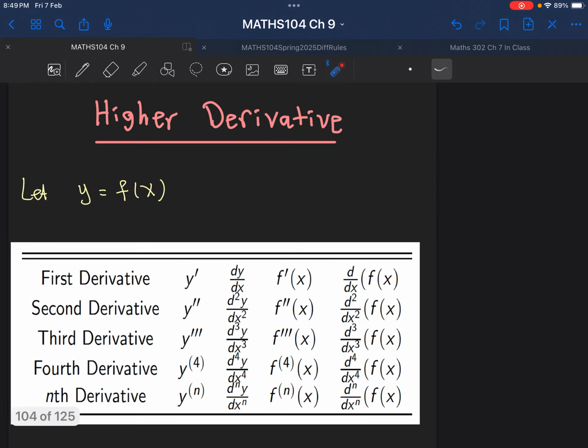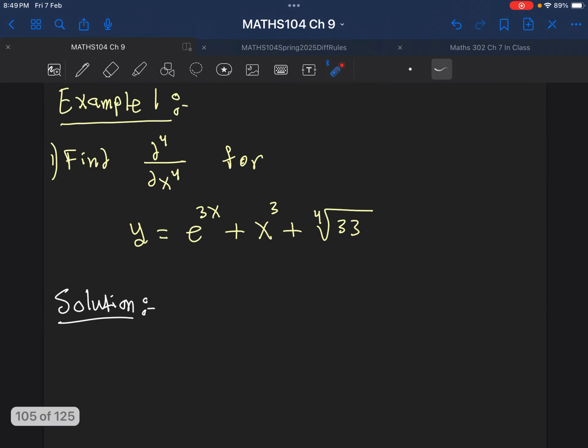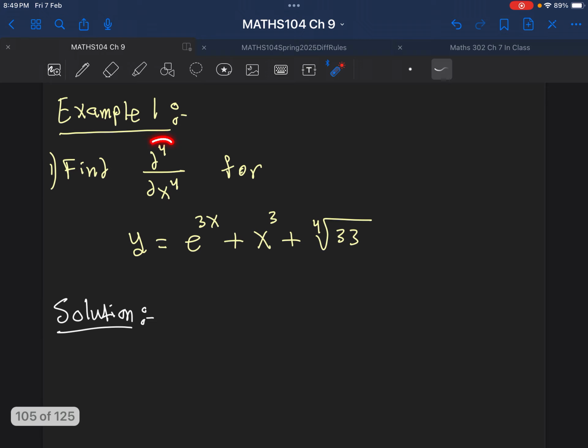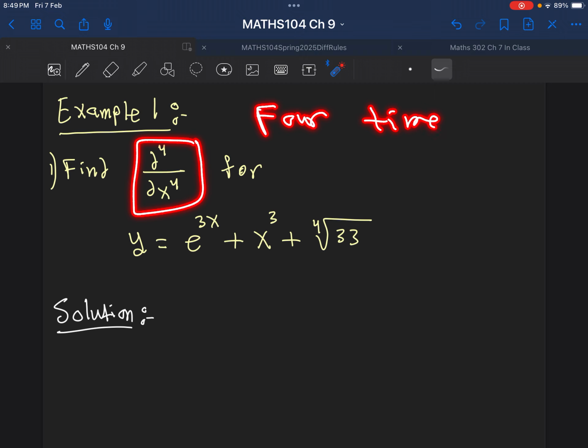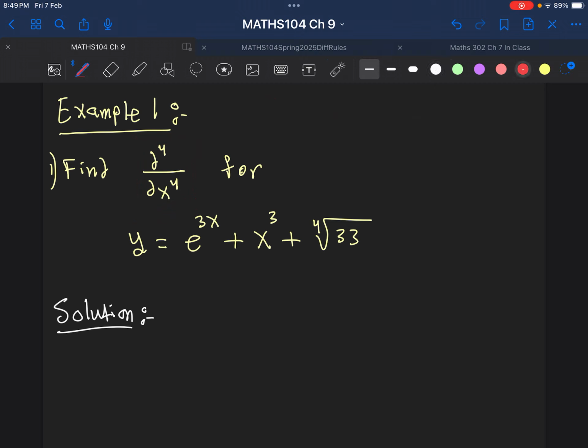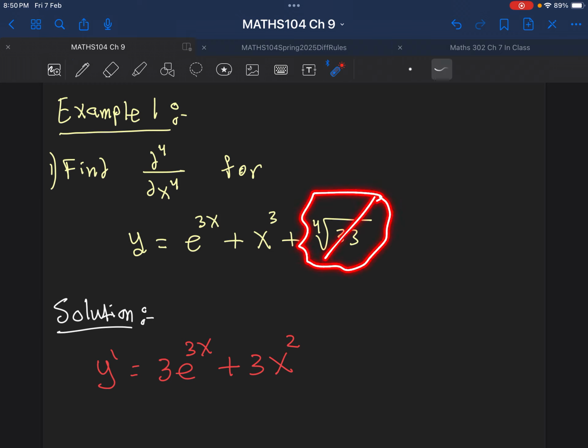Now, I think we are ready to tackle the first question. In the first question, we need to find d^4y/dx^4. If we write it in that way, this means we need to find the derivative 4 times. So let's see the derivative 4 times. We will start with the first derivative, which is 3e^(3x) plus 3x squared. And remember, this one has no x, so the derivative is 0.